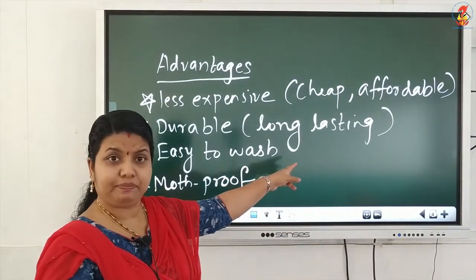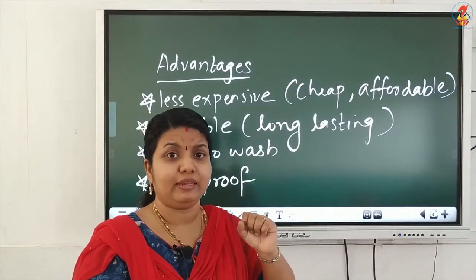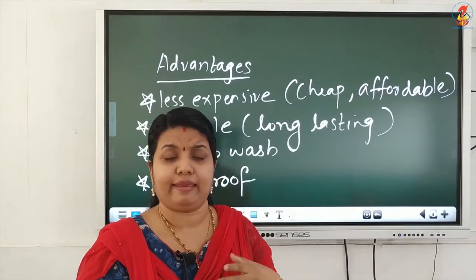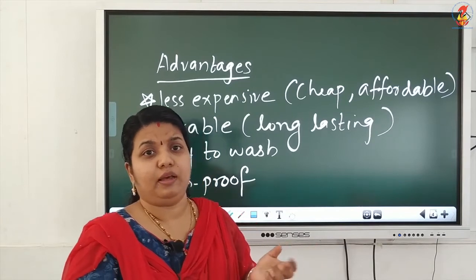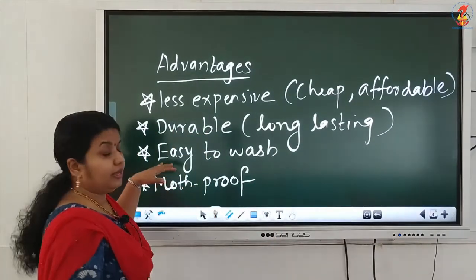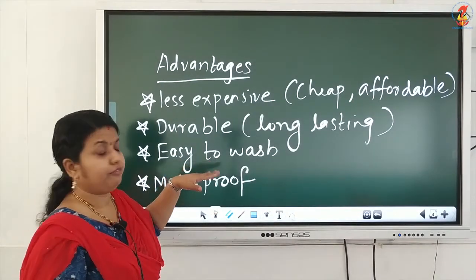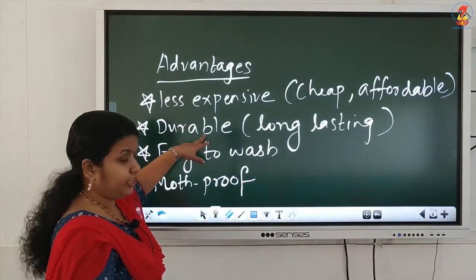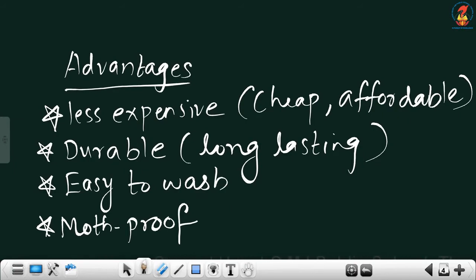Easy to wash means they absorb very little water, so they dry quickly and they can easily be used without even ironing them. Okay, so these are the advantages of synthetic fibers over natural fibers. They are less expensive, they are durable, long lasting, then easy to wash, and they are moth proof. They resist the attack of insects.